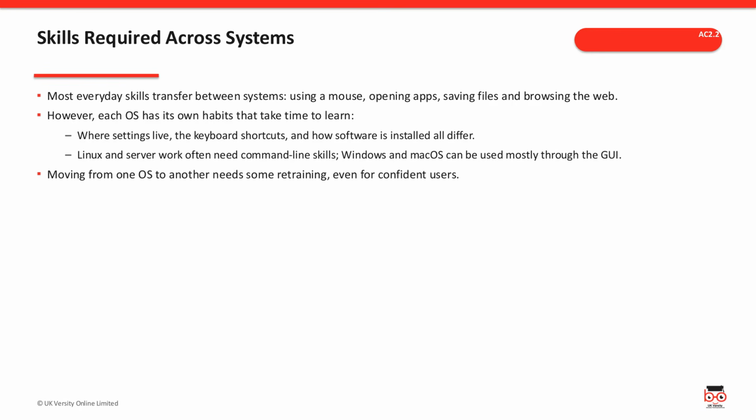How much of what you know carries over from one system to another? Happily, most everyday skills transfer. Using a mouse, opening apps, saving files, and browsing the web feel much the same everywhere. But each OS has its own habits, where the settings live, the keyboard shortcuts, and how you install software all differ. Linux and server work often call for command-line skills, whereas Windows and macOS can be run almost entirely through the GUI. So moving across does take a little retraining, even for confident users.